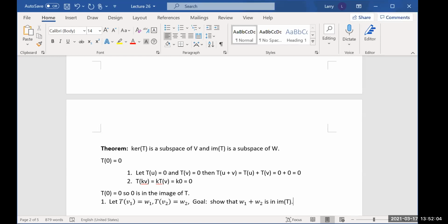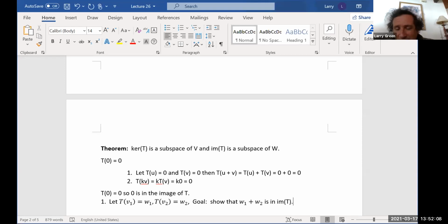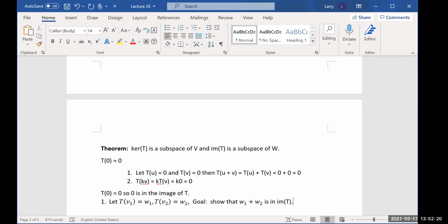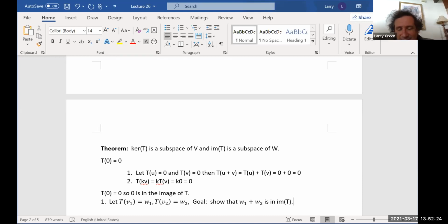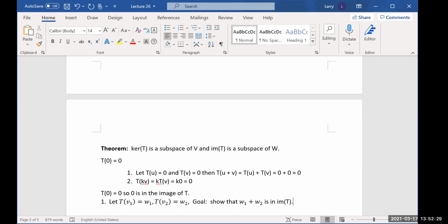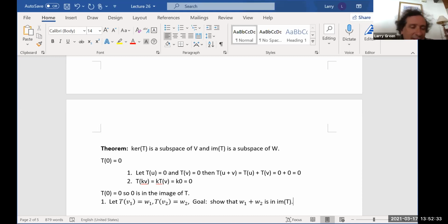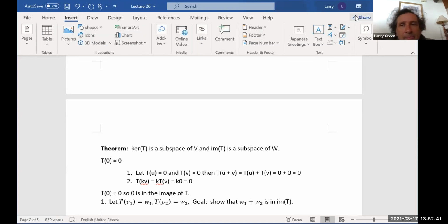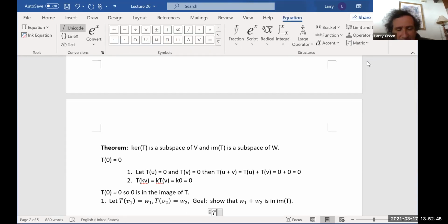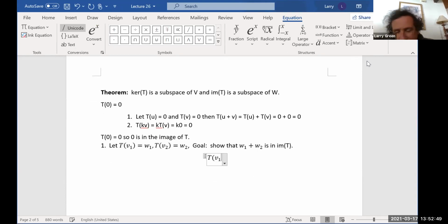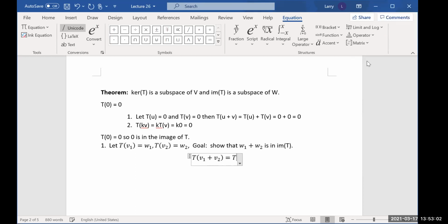T of V1? Okay. If you take T of V1, you will not get W1 plus W2. You just get W1. T of 0? Okay. If you take T of 0, you get 0. That doesn't give you W1 plus W2 either. We need to take T of something and get W1 plus W2. T of V1 plus V2. Yeah. So let's show that V1 plus V2 gets sent to W1 plus W2. So let's write that out. T of V1 plus V2 is equal to, and what can I do? Because it's a linear transformation, T of V1 plus T of V2.